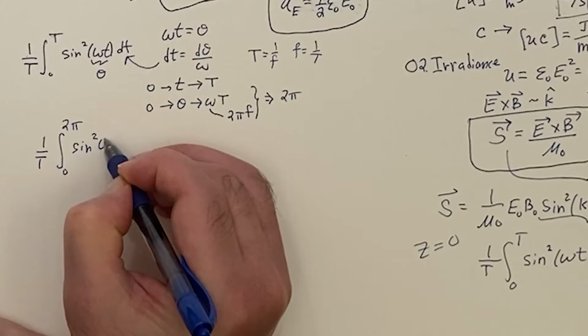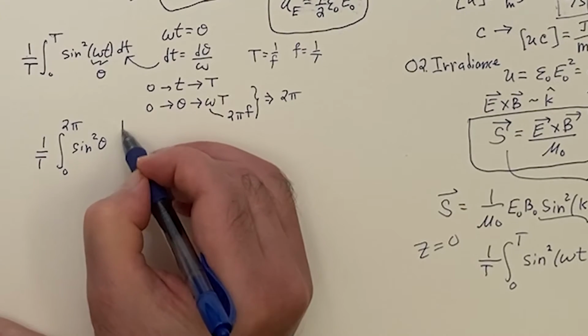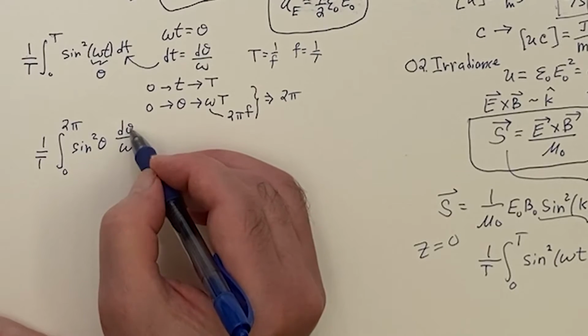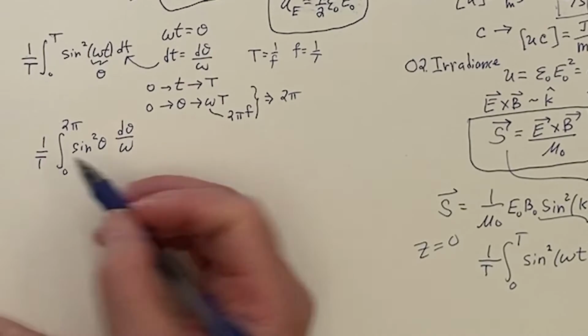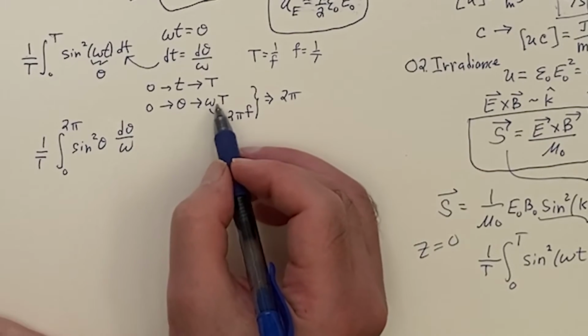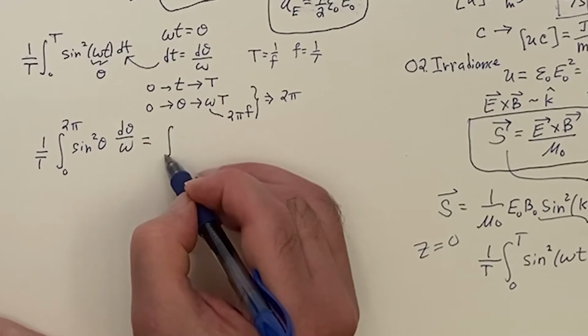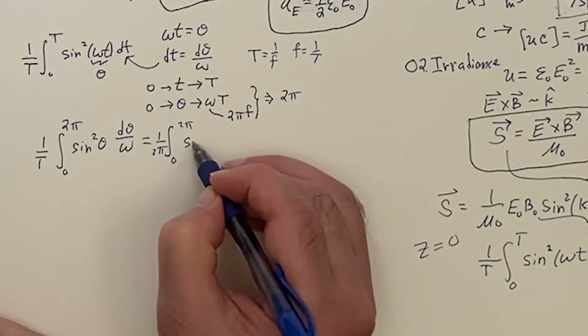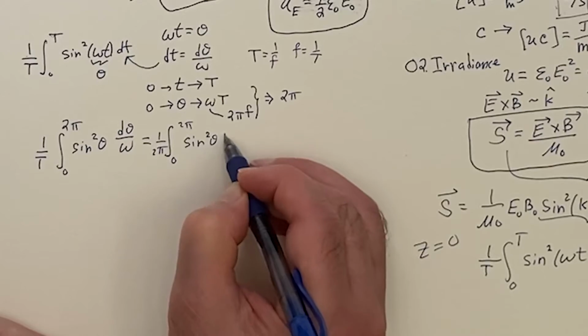And this is sine squared theta. Then dt is d theta over omega, and t omega is going to be the 2 pi. We already have done that, so that means this is 0 to 2 pi, and you're going to divide by 2 pi, and that's nice and clean. Sine squared theta d theta.